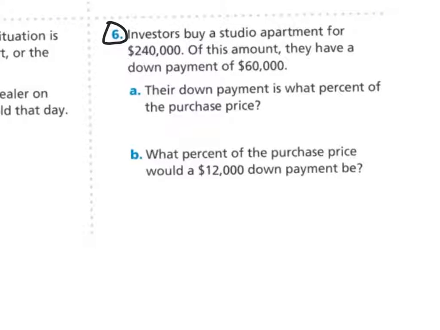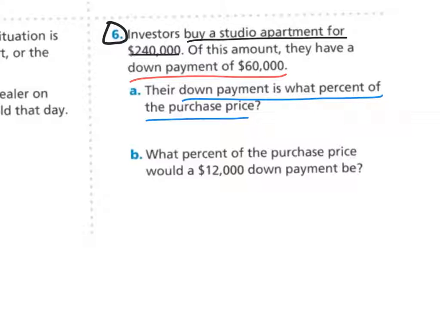Number 6, investors buy a studio apartment for $240,000. Of this amount, they have a down payment of $60,000. Their down payment is what percent of the purchase price?